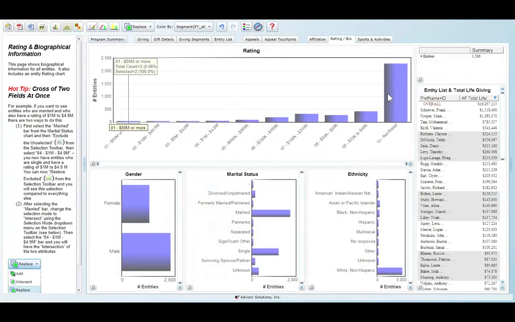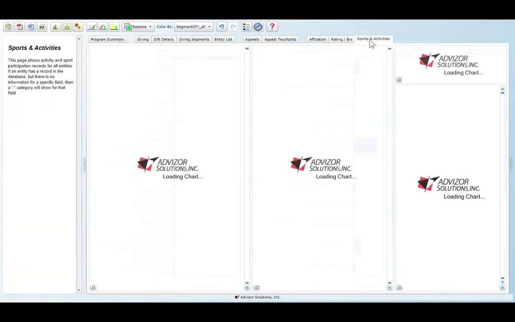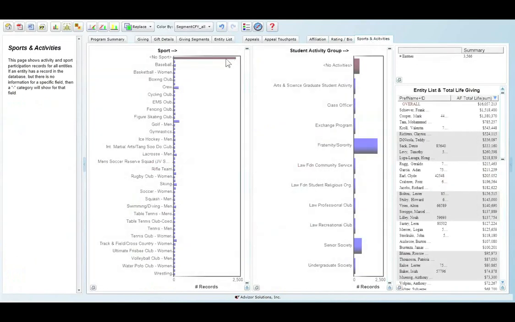They're heavily non-rated, so as we would expect, not in the major giving pool, more male, married. Sports: I keep going through this. Sports, no sport, 61% didn't play a student sport. There was some crew, some football. Over here, student activities, heavily fraternity, sorority. It looks like 2,000 of them, or 62%, were in a fraternity or sorority.